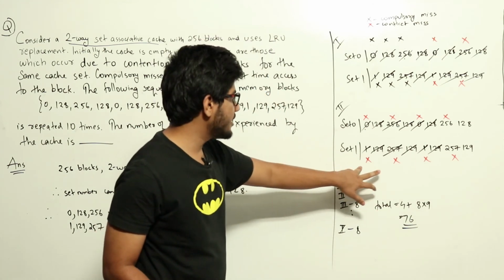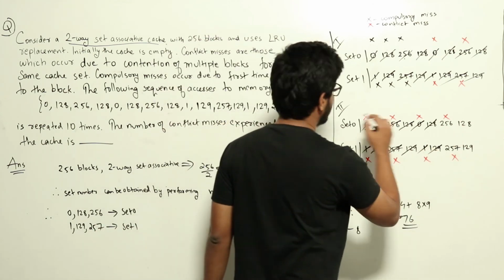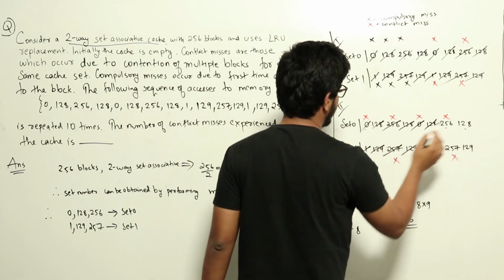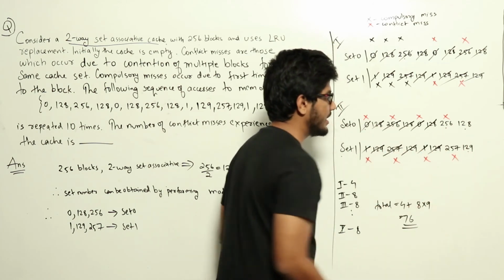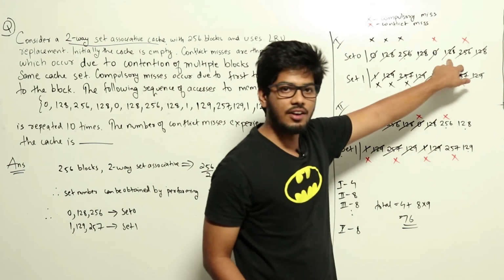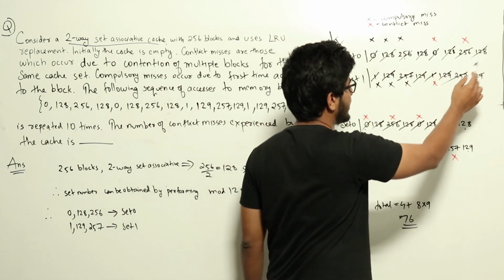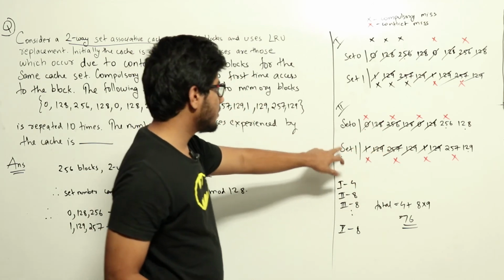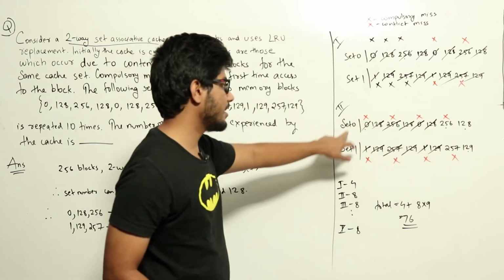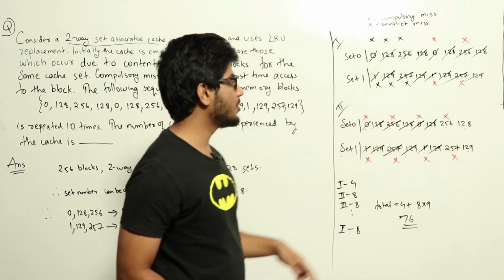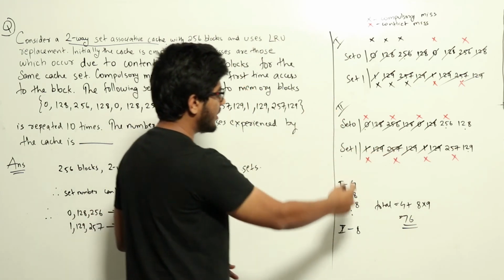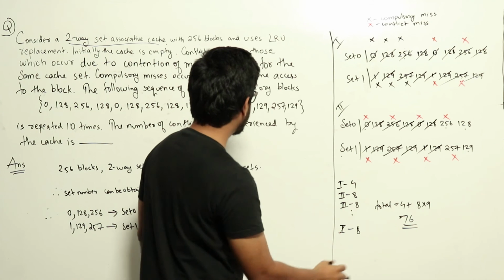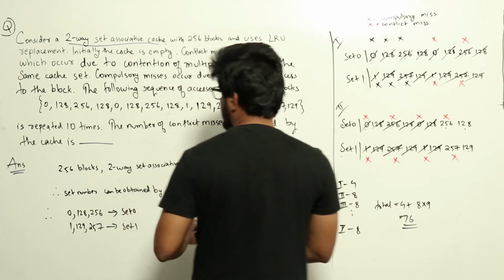Now after iteration 2, set 0 has 256 and 128, set 1 has 257 and 129, which is the same as what we had after iteration 1. So we can say that iteration 3 will just repeat whatever is happening here. So iteration 3 will add 8 more conflict misses. It will keep on going till iteration 10. In the question they have given us that it was repeated 10 times.